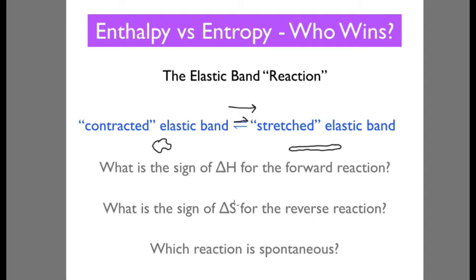What is the sign for the reverse reaction? What is the change in entropy for the reverse reaction? That would be going this way. Well, it is going to go spontaneously, so it's going to be positive delta S, isn't it? This is more disordered, and the reason is that the polymers inside the elastic are kind of all lined up and orderly there, and they're disordered in this one. So, which reaction is spontaneous? Obviously the one going this way. You don't need to include energy for it to occur, it's going to happen.